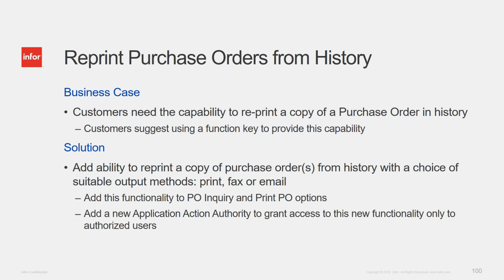Our solution: we're providing the ability to reprint a copy of a purchase order or purchase orders from history with a choice of suitable output methods: print, fax, or email. We're adding this functionality to the PO inquiry and to the print purchase order options. We've added a new application action authority to grant access to the new functionality only to authorized users.